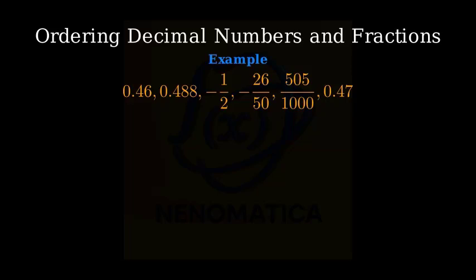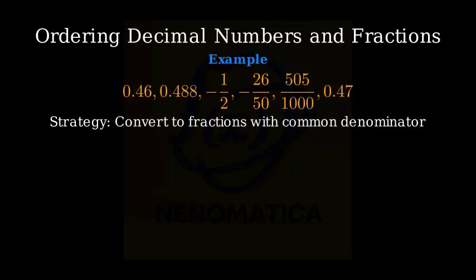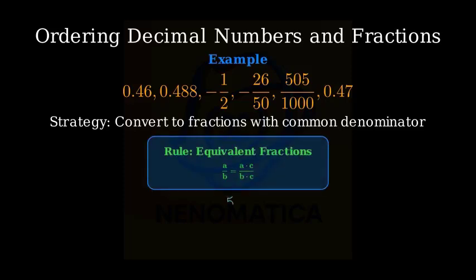1,000, and 0.47. To compare these numbers, we'll convert all of them to fractions with the same denominator. This will make the comparison much easier. Let's start with the fractions. Let's look at the fraction 505 over 1,000. This fraction already has a denominator of 1,000, so we'll keep it as is.